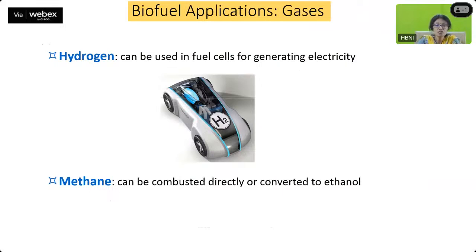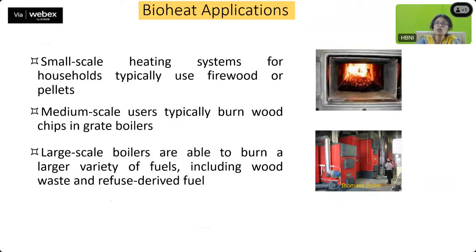So what are the applications of biofuels? Hydrogen can be used in the fuel cells for generating electricity, and methane can be combusted directly or converted to ethanol. So these are the different gaseous kind of biofuels which find a lot of application. Bioheat, what are the applications? Small scale heating, you know, burning a wood fire and cooking and then for heating purposes. So those are all small scale heating systems.